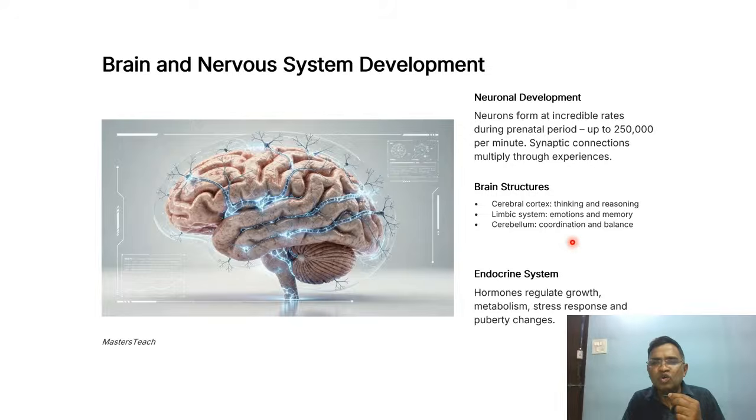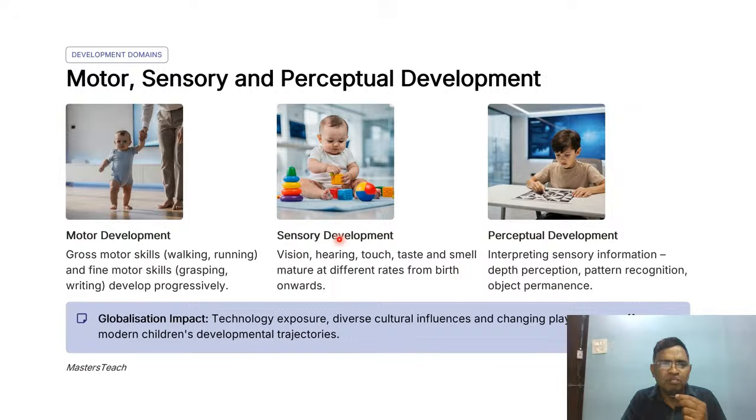So endocrine system, where hormones regulate growth and metabolism, stress response, and puberty changes. This is about the brain and nervous system development. So purely I'm saying as per the B.Ed syllabus. This is child development. Okay, there is motor, sensory, and perceptual development.